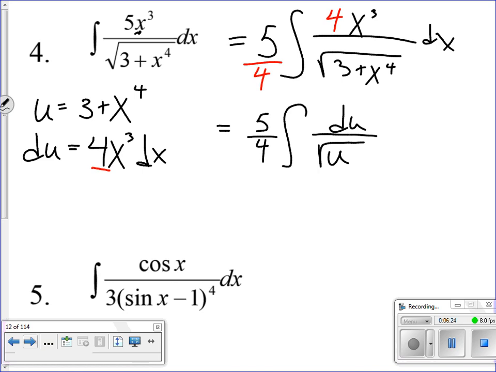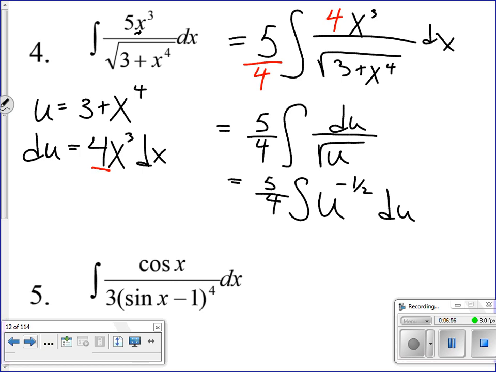Now, this is the power rule. Unless you have du over u to the first, if you have du over u to any other exponent, you need to first bring it up to the numerator so you can use the power rule. So first, before we take the antiderivative, we're going to rewrite this as the integral of u to the negative 1/2 du. So du over u to any other power other than 1, bring it up with a negative exponent first.